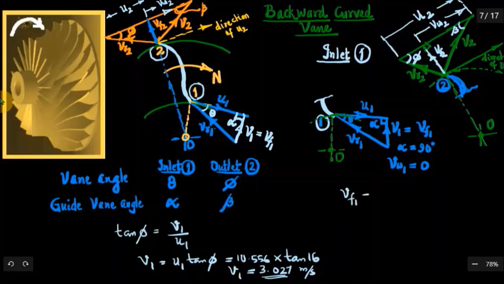So definitely VF1 is equal to V1. Therefore that is equal to 3.027. So the flow component of velocities at inlet and exit are equal. So if you use that condition, VF1 is equal to VF2, that is equal to VF, and that is equal to 3.027.